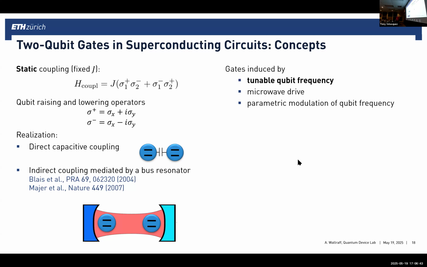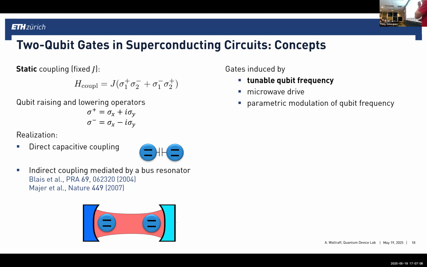And so one of the ways you can induce gates between the qubits is by tuning the qubit transition frequency, as I've mentioned to you. If the qubits are detuned from each other, the coupling is suppressed, and if they're resonant with each other, the coupling is stronger. And that's the type of qubit control that I'll be discussing with you today.